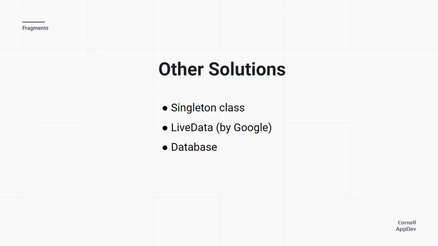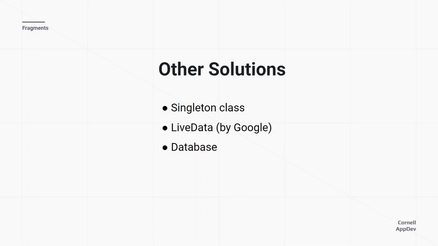You can use a singleton class, you can use live data by Google, or you can use a database. So basically a singleton class is a class that has a static reference and is only created once, and it kind of works like a pseudo database where you just dump information into it and pull it back out like a getter setter class.